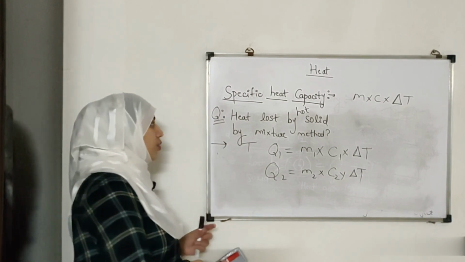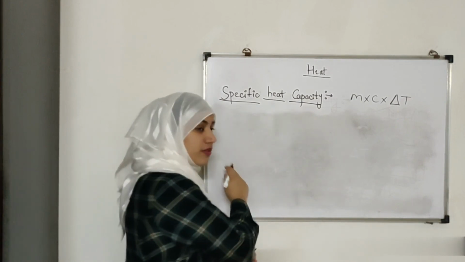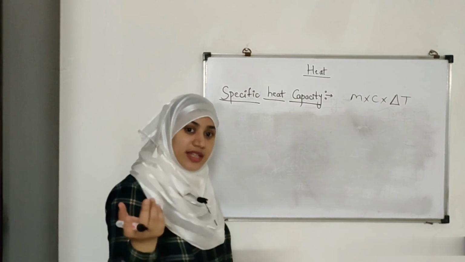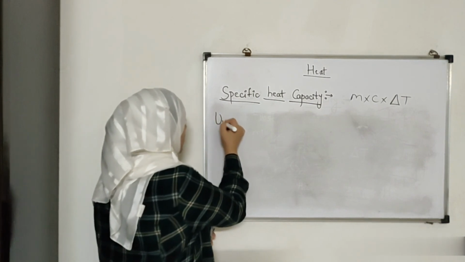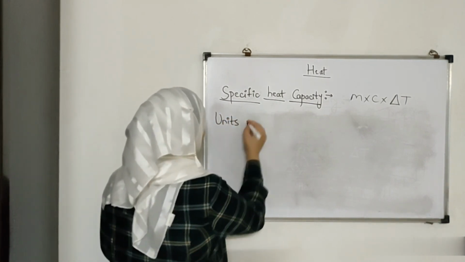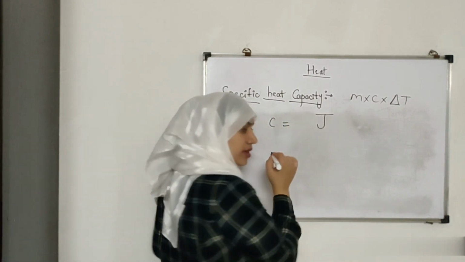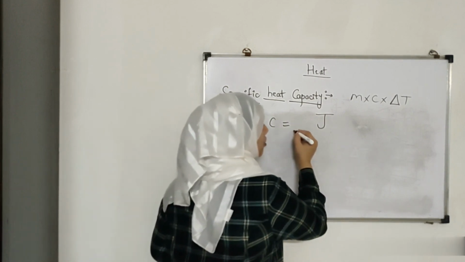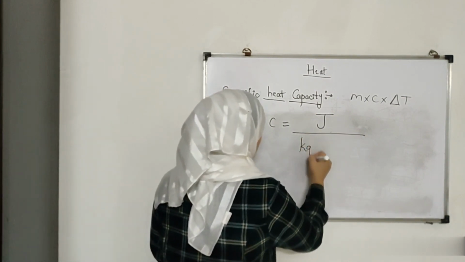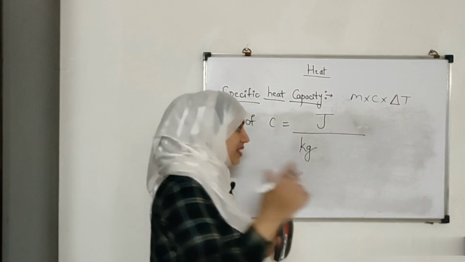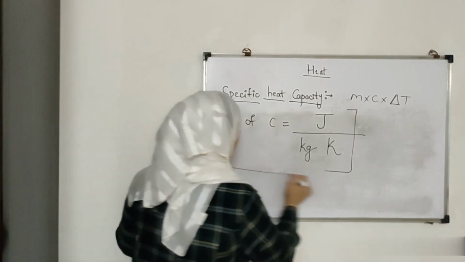So how did we define specific heat capacity? It is the amount of energy required to raise the temperature of a unit mass of a substance by 1 degree Celsius. So how would the units of specific heat capacity be written? The amount of heat required is in joules, to raise the temperature of a unit mass of a substance, that is kg, by 1 degree Celsius, that is Kelvin. So this is the unit of specific heat capacity.